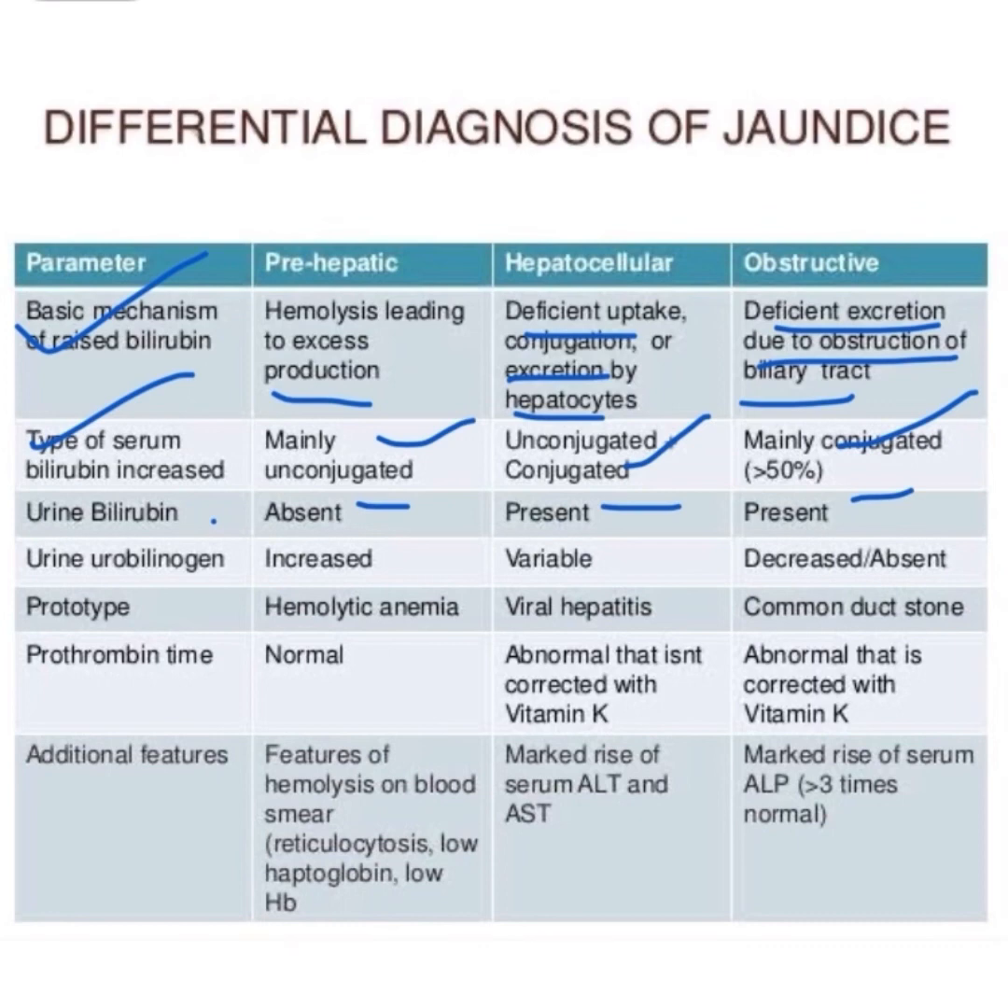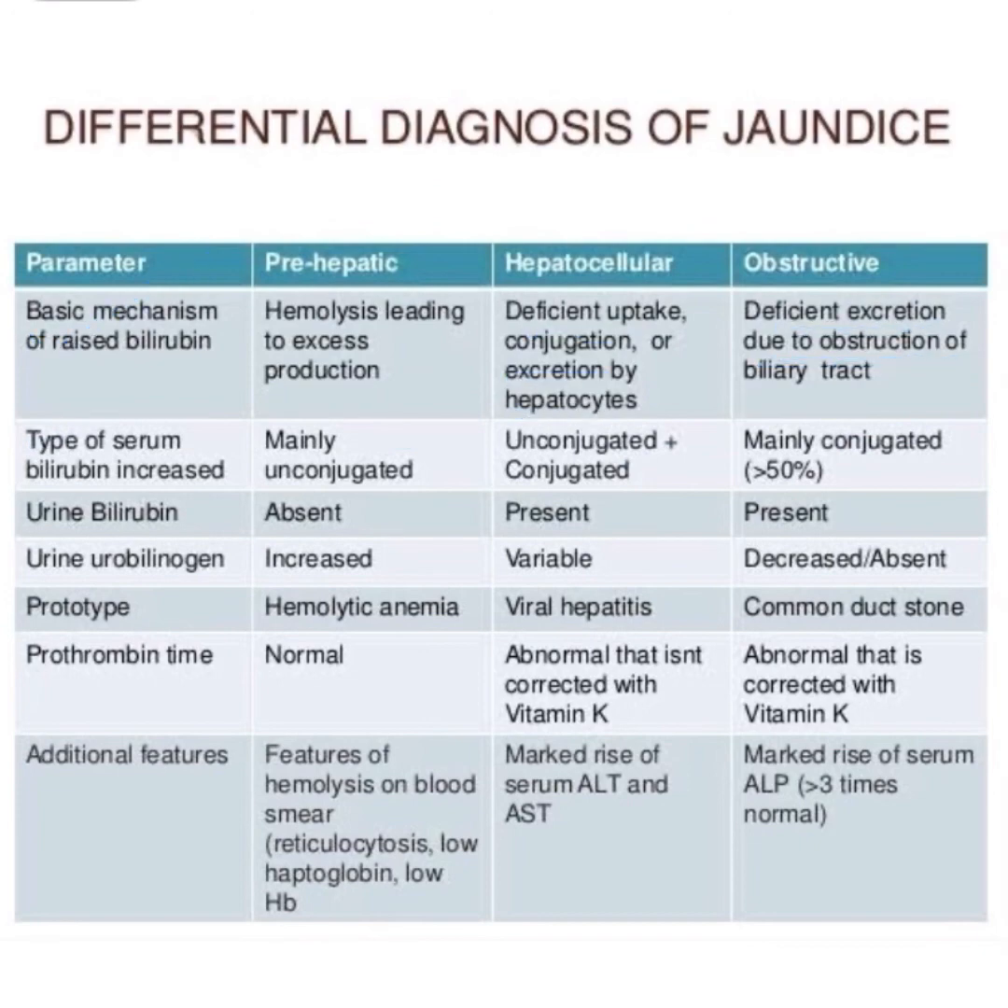Urobilinogen is a colorless pigment which is seen in the gut when bilirubin is metabolized. So it is increased in the prehepatic, variable in hepatocellular, and in the obstructive type it is absent, because in this form the conjugated form of bilirubin won't enter into the gut wall, so we won't see any urobilinogen here.